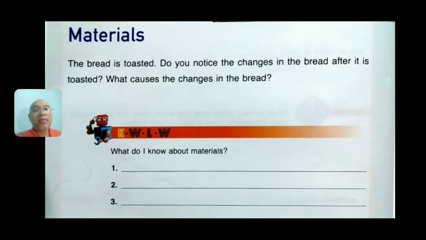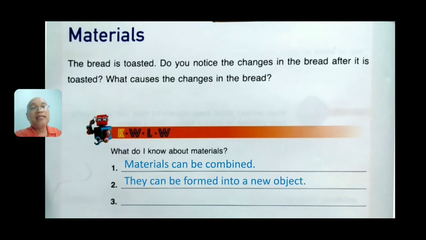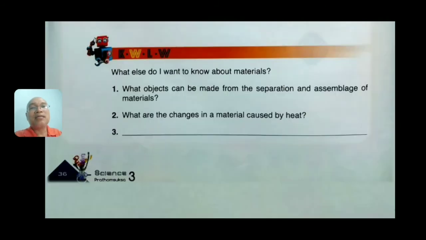What do I know about materials? You can write like this. It's my own. You can do your own. Number one, materials can be combined. Okay? And then the combined materials can be formed into a new object. Okay? And then they can be separated and reused. All right? Now, you can make your own statement. All right?